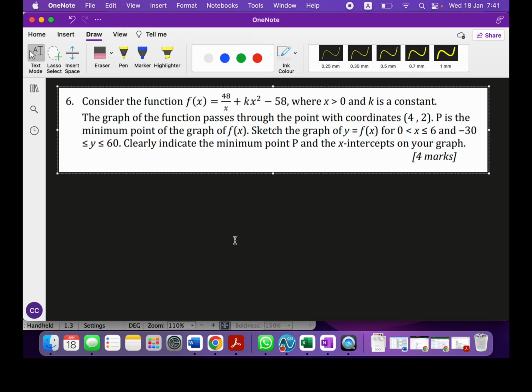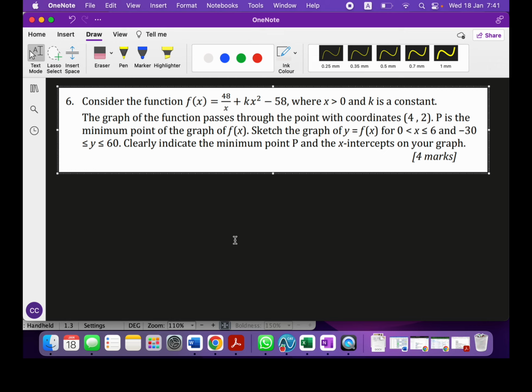Okay, this is question 6 from the paper 2 revision on differential calculus. We're given another function, 48 divided by x plus kx squared minus 58, where x has got to be bigger than 0 and k is a constant. The graph of the function passes through that point. P is the minimum. We need to sketch the graph indicating the minimum point and the x-intercepts.